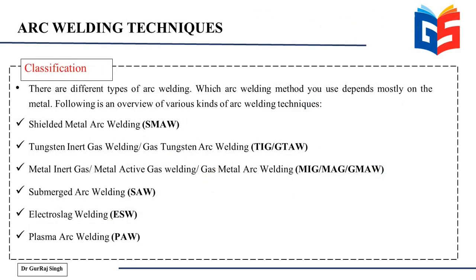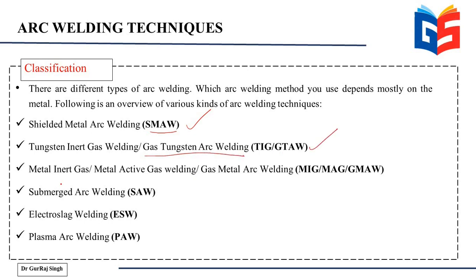Now if you want to classify the different arc welding processes, there are many, but these are the 6 most well-known and most commonly used processes. Among these, the top 3 are very common. All of you must have seen this. The first one is shielded metal arc welding, usually written as SMAW. Then we have tungsten inert gas welding, commonly known as TIG welding, but we can also call it gas tungsten arc welding, so we can refer to it as GTAW as well.